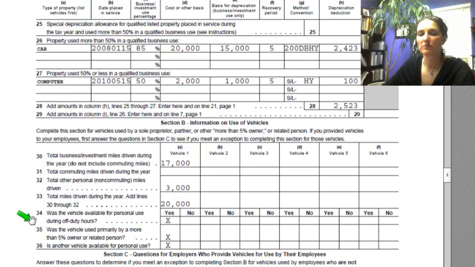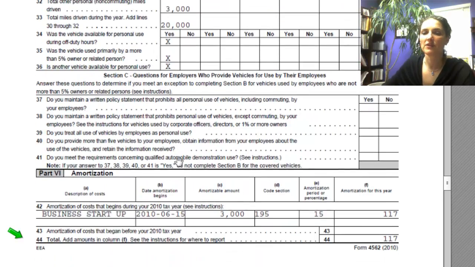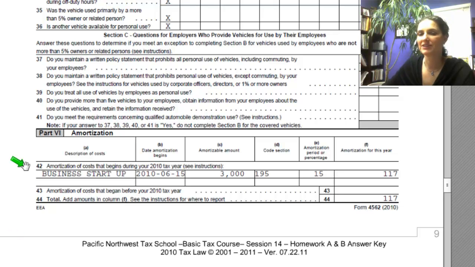Was the vehicle available for personal use? Was the vehicle used by a business owner? Is it available for personal use? We answered yes to all of those questions, and it is up to you to make those decisions by interviewing your client. Next, at the bottom of Form 4562 on Part 6, this is where we enter the business startup costs.